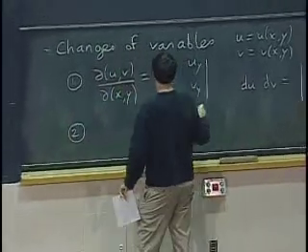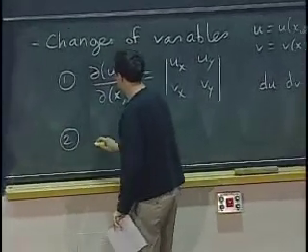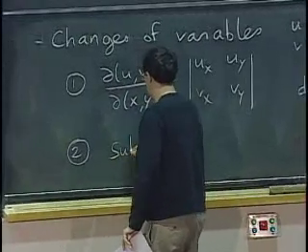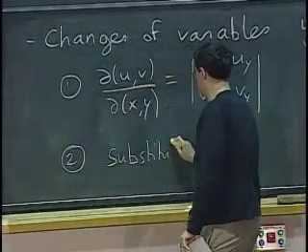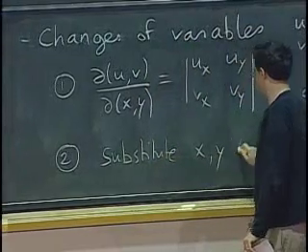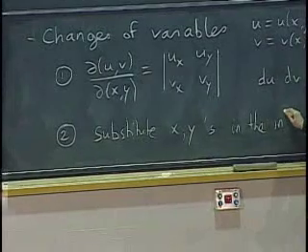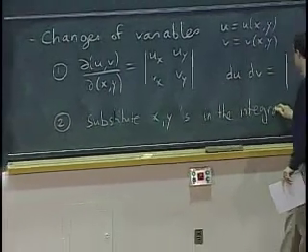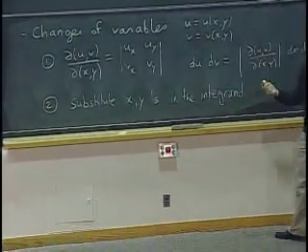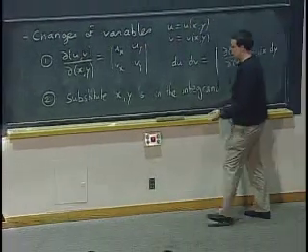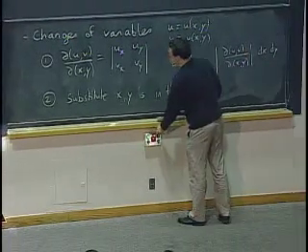The second thing to know is that you need, of course, to substitute any x and y's in the integrand to convert them to u's and v's, so that you have a valid integrand involving only u and v. And then the last part is setting up the bounds.